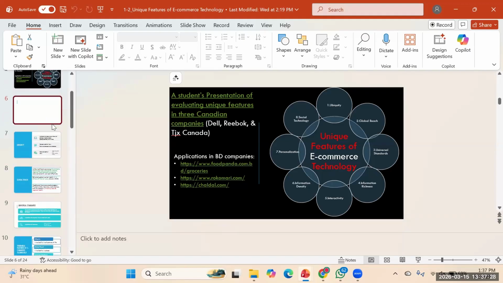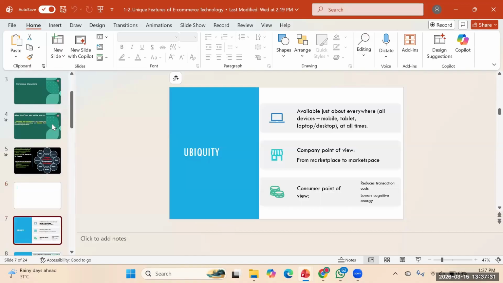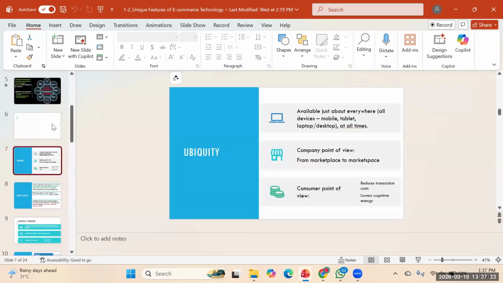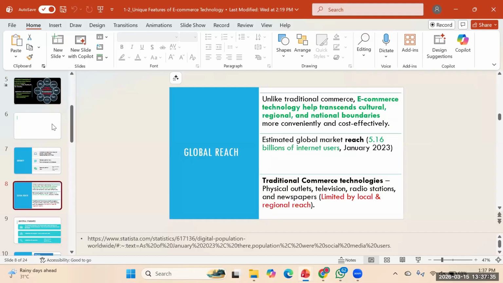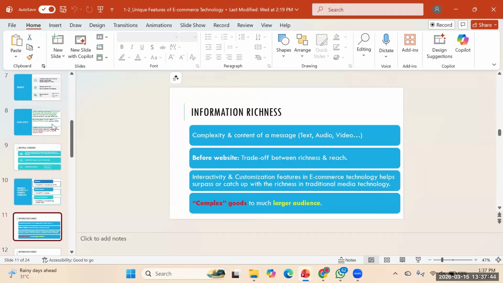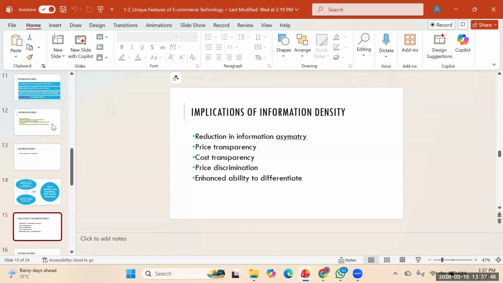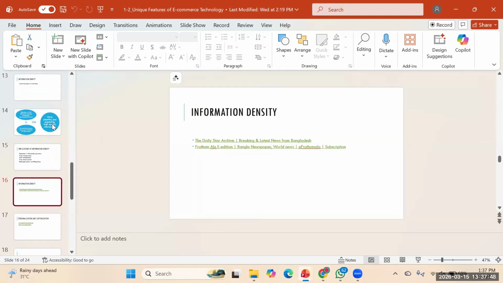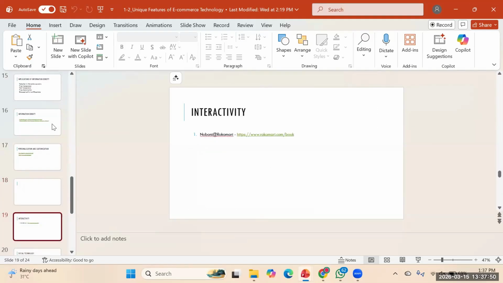Then, if you remember, we went for a detailed discussion about how these features can lead to business success and what the implications are for each of these features. Then we discussed the individual companies' examples to identify the benefits that we can realize from these features.